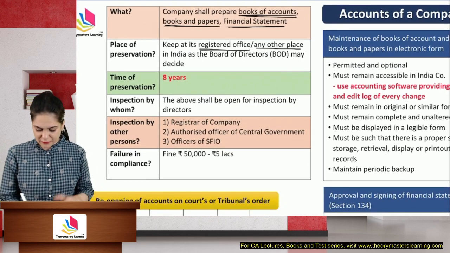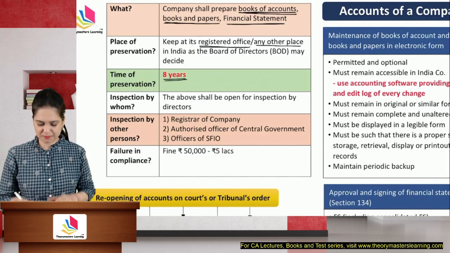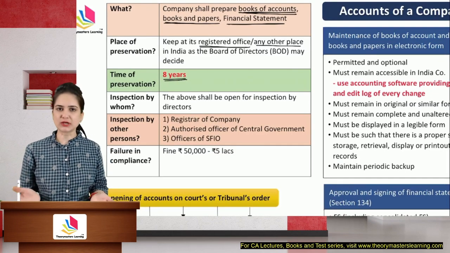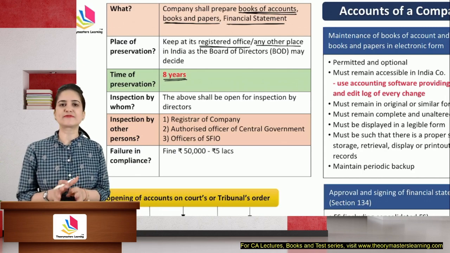What is the time period for which you should preserve the books? The book should be preserved for a period of 8 years. But what if my business is only 4 years old? Then in that case, you need to preserve the books for all the 4 years.